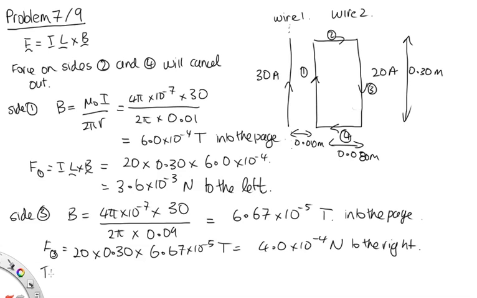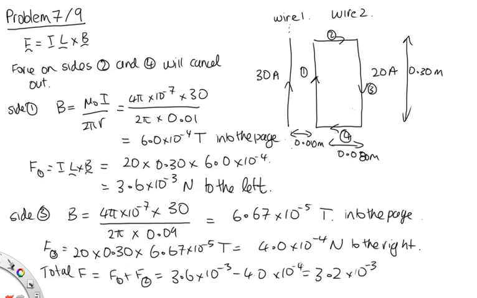Okay, so the total force is F1 plus F2. Now these are in opposite directions. So we've got 3.6 times 10 to the minus 3 minus 4.0 times 10 to the minus 4, which gives us 3.2 times 10 to the minus 3. And we were taking to the left as the positive direction. So this is to the left. Okay, and that's the answer to that problem.